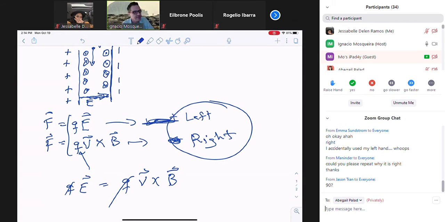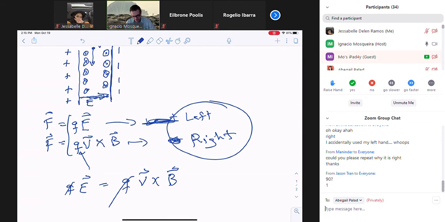Nobody? 90, right? That's right, 90 degrees is correct. The velocity is down and the B field is out of the board, so there's a 90-degree angle because this is a 3D drawing, really. So what is the sine of 90? 1. Therefore, I can just get rid of the cross product and just write E equals VB. So the velocity equals E over B.